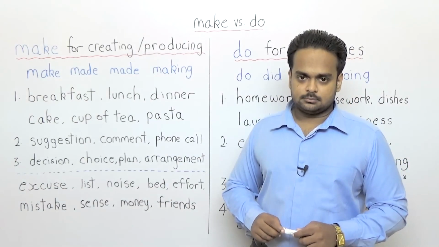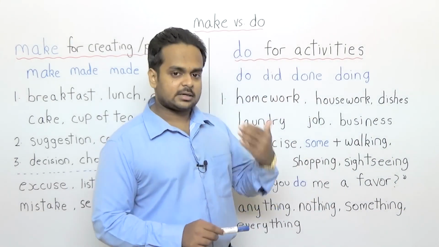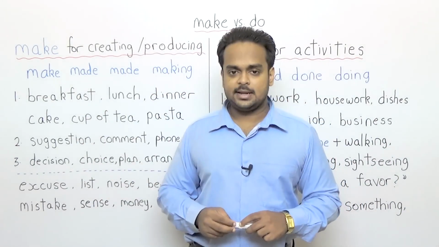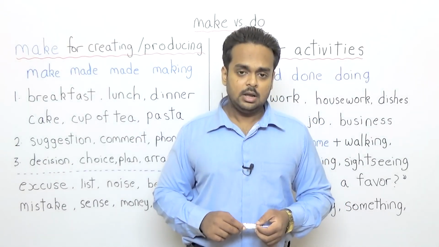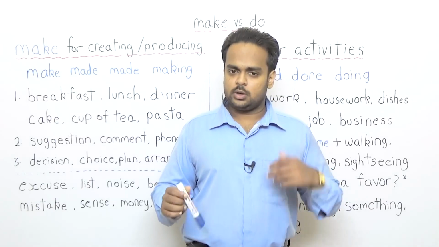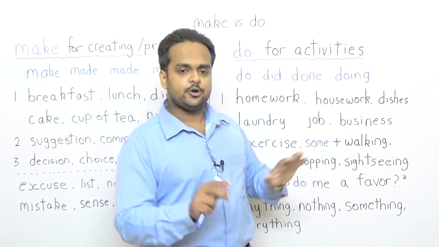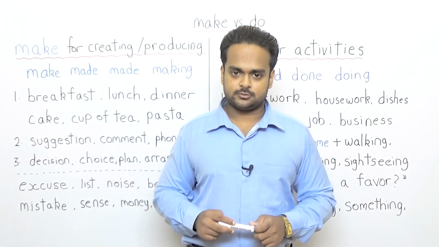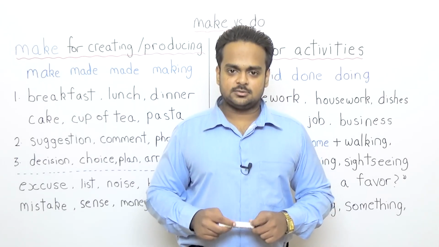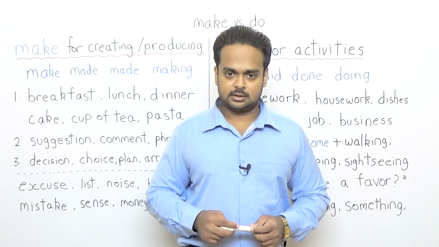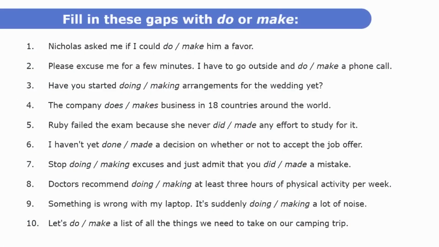Now, as a quick recap, just remember that we use do for activities and make to talk about creating, producing, or constructing something. Now, if you are confused about whether to use do or make in a situation and you're not sure, just use do and your meaning will be clear in most situations. All right, now it's time for a test to see if you can use make and do correctly. Okay, on the screen there are 10 sentences, and in each sentence you have to choose between do and make. Take a moment now and pause the video if you like. Think about your answers, and then we will discuss them.